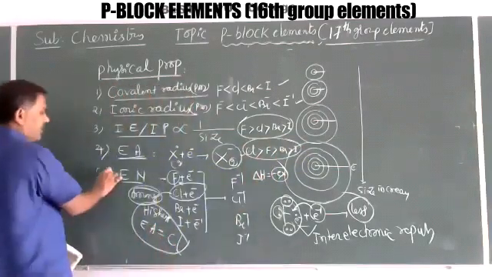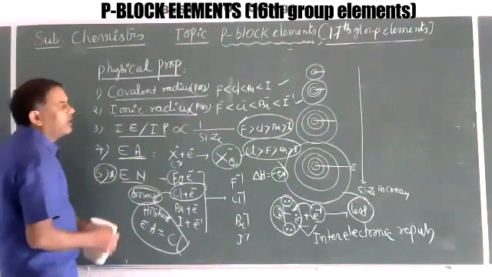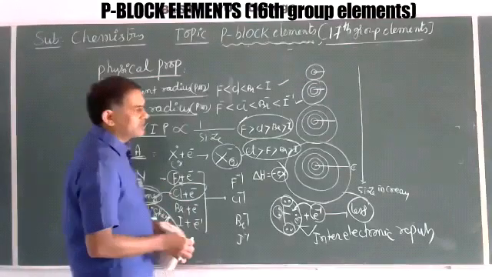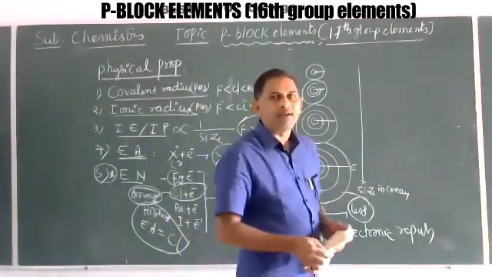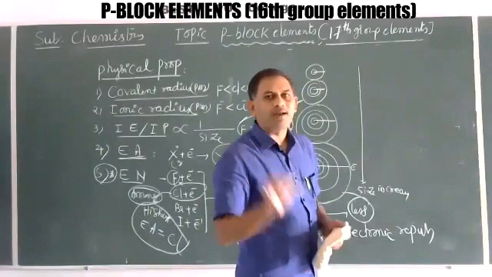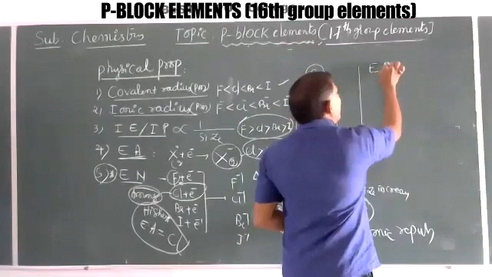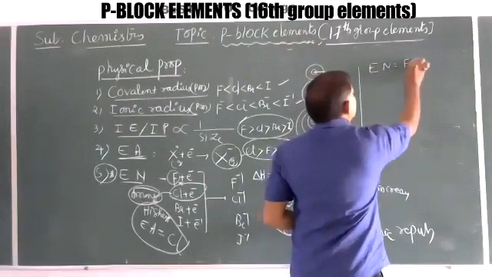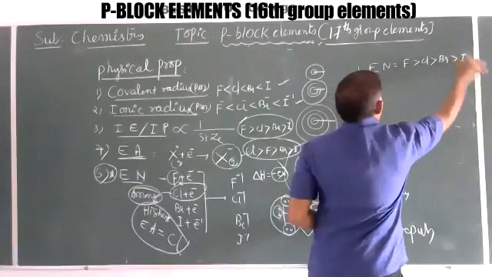Then finally, electronegativity of 17th group elements. We know that among all known elements, fluorine has the highest electronegativity, with a value of 4. The electronegativity order is fluorine is greater than chlorine, is greater than bromine, is greater than iodine.